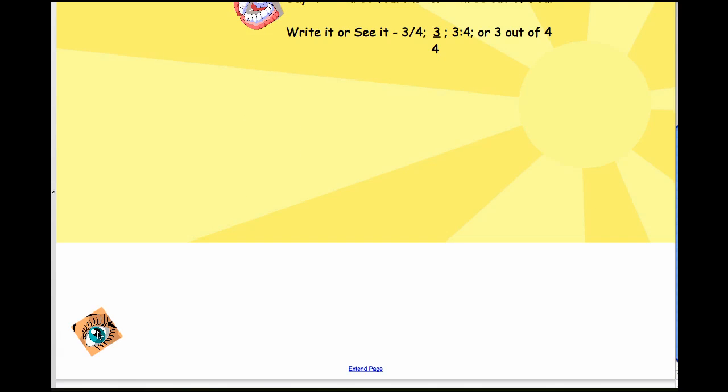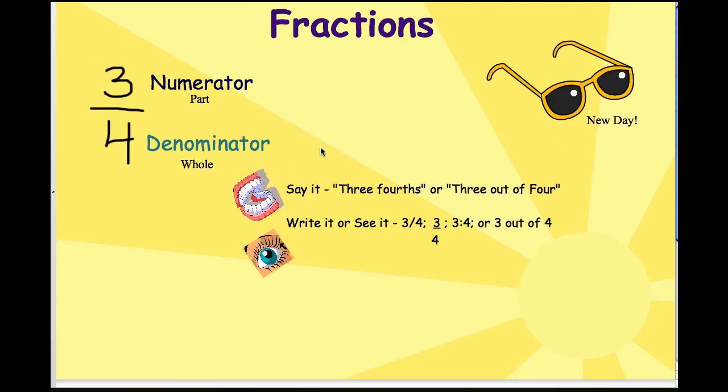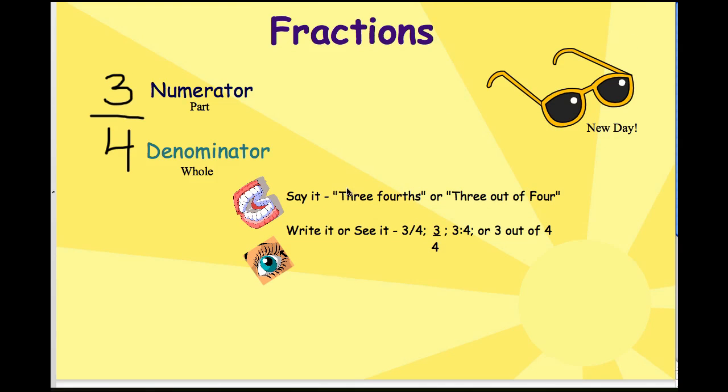Here's a little fun way to remember these two. Say it. Think of those teeth moving. And then writing it, think of your eye, or seeing it. You usually would see 3/4. Sometimes that slash, that sideways slash, it's the same thing as a division bar. Normal way, 3/4. Sometimes you see 3:4. So that's important to remember. And then sometimes 3 out of 4. Okay, so all the different ways you may encounter fractions in your life.